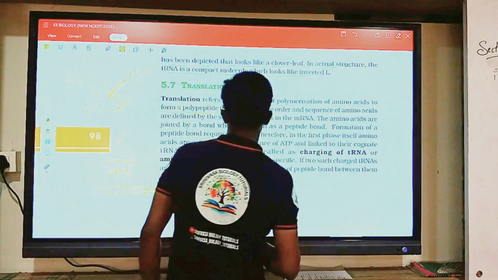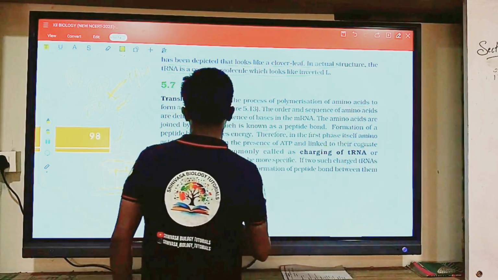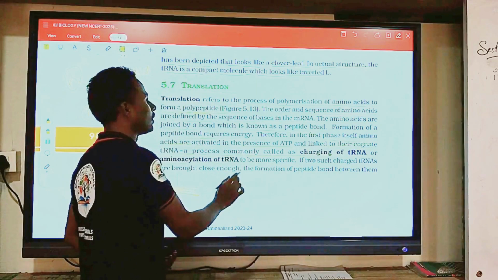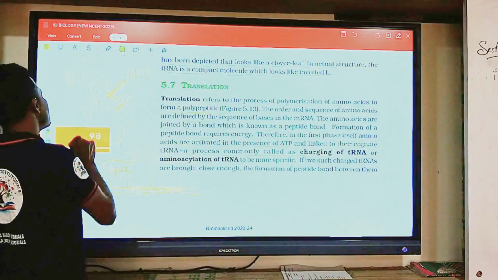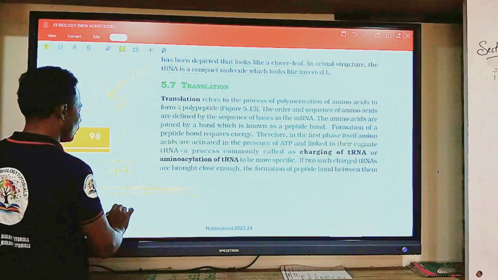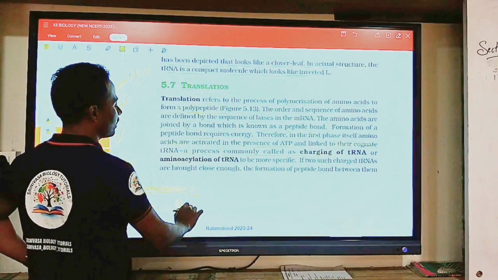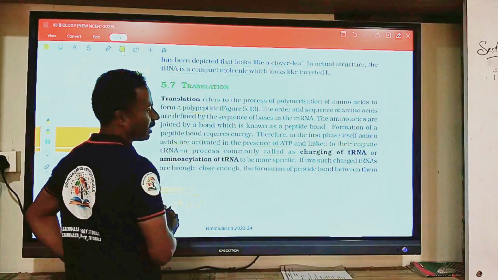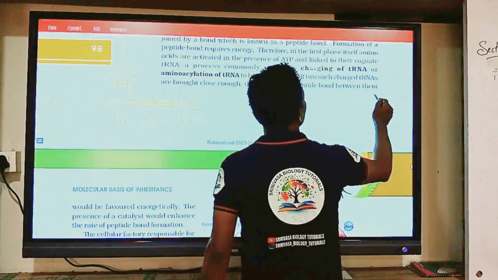Therefore, in the first phase the amino acids are activated in the presence of ATP and linked to their cognate tRNA, a process commonly called charging of tRNA or aminoacylation of tRNA. So when ATP is used, this process is called what? Aminoacylation of tRNA, or what else? That is charging of tRNA.